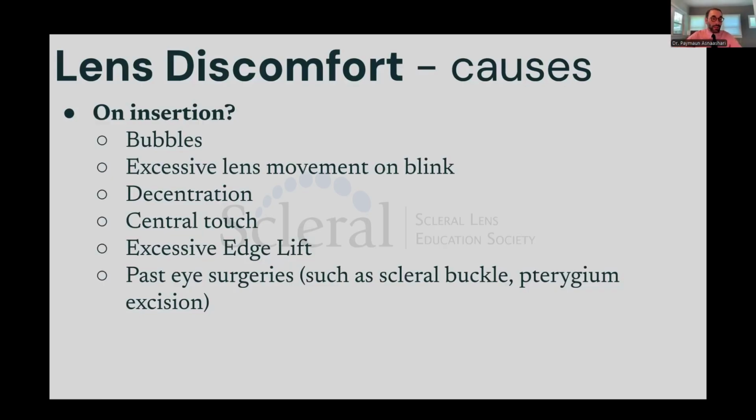I had a patient once that had scleral buckle procedures done, and the lens looked decent. It wasn't fitting particularly well, but the vision was fantastic. Ultimately, we had to stop the fitting because we couldn't get a lens to successfully fit on her eye well. It was an unfortunate case, but it highlighted the challenge that patients who have scleral buckle procedures can present. So just look for those.